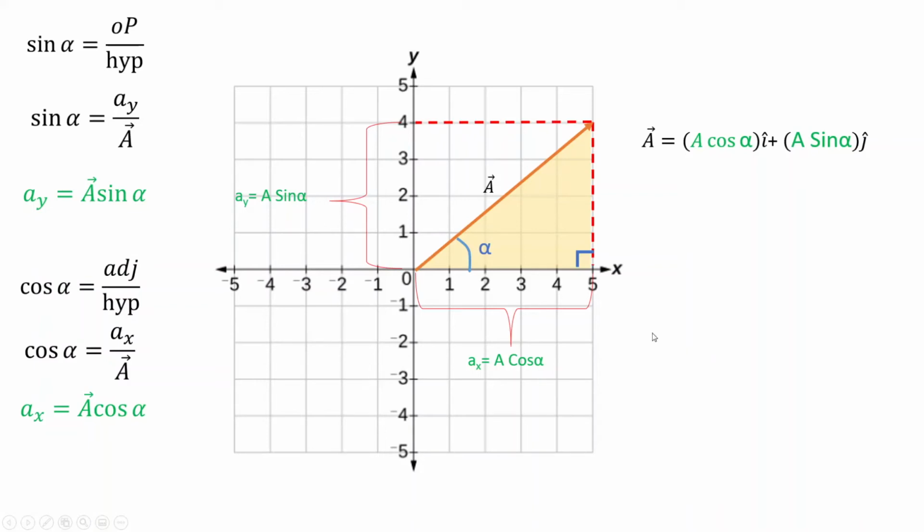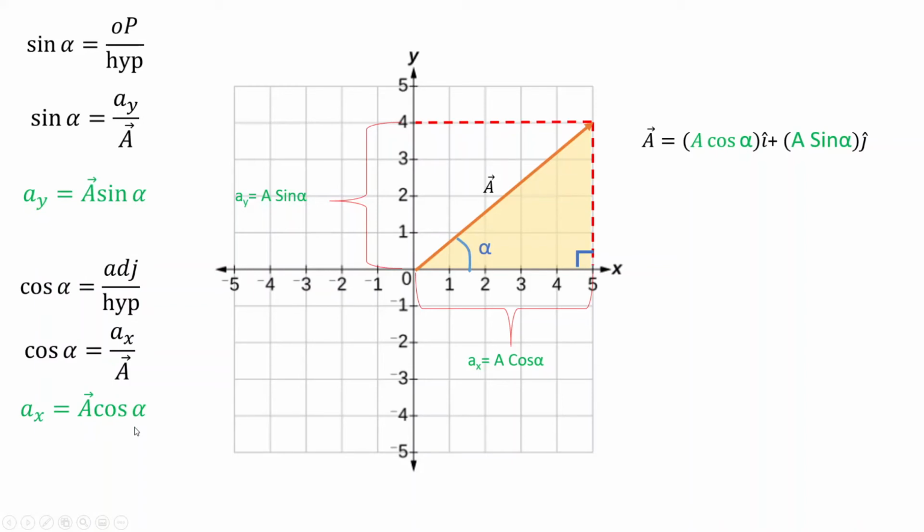So whenever you have the size of a vector and the angle of a vector, construct a triangle, and then determine the adjacent and opposite sides, and use these trigonometric ratios to find the values. When you get more experienced, you don't need to write everything there. You directly say that, okay, the opposite side is always A sine alpha and the adjacent side is A cosine alpha.